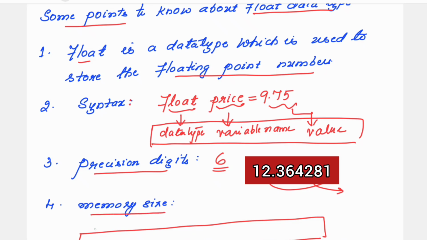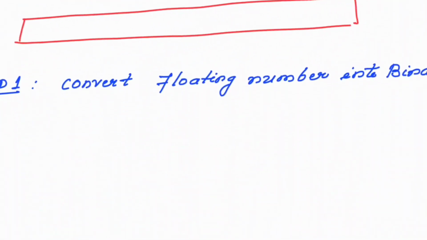And memory size, how much memory does a float data type take? It definitely depends on the compiler. Here, the float data type has a memory size of 4 bytes. If it is 4 bytes, 1 byte is how much? 8 bits. If 1 byte is 8 bits, then 4 bytes is how much? 32 bits. So 32 bits are used here to store a value of float data type.